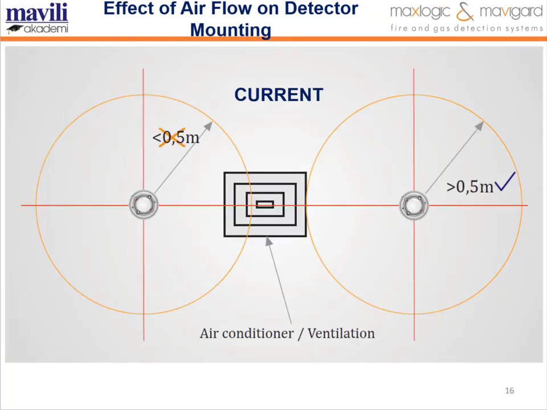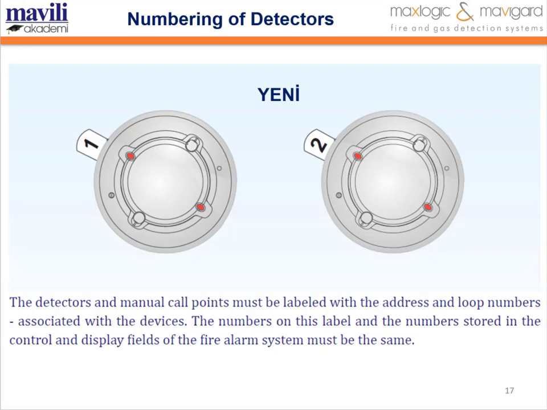The current status of ventilation and air movement is as follows. Point type detectors should not be installed within 0.5 m of any high velocity air grill where the air velocity is greater than 0.5 meter per second.